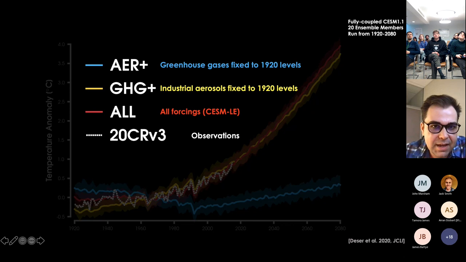is they essentially fix greenhouse gases at the very beginning at 1920 levels and let the aerosols evolve through time. Then they conduct a parallel situation where they fix the aerosols and allow things like carbon dioxide and methane to evolve through time. We can then compare that to a simulation where all the forcings are changing. You can think of that as, quote, the most realistic, the real world. And then, of course, we can compare that with observations.